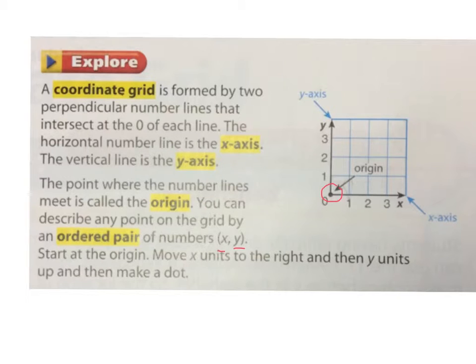The way we write ordered pairs is always like this: parentheses, then whatever the x coordinate is, comma, y, and then close parentheses. The way you find an ordered pair, this is important, write this down: you move x units to the right, and then y units up, and then make a dot. Remember, x goes left and right, so we always move the x first, which is left or right, and then the y second, which is up or down.